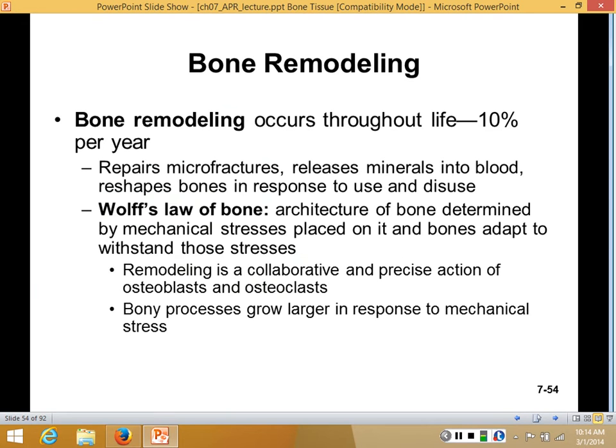Bony processes grow larger in response to mechanical what? Stress. People that do manual labor, your book talks about it. Athletes, any athletes in here? They got very strong bones. Their bones are very dense, okay? Because they're doing a lot of what? Weight bearing, putting a lot of weight on them. That's making them dense. Your book also talks about if you are a couch potato.